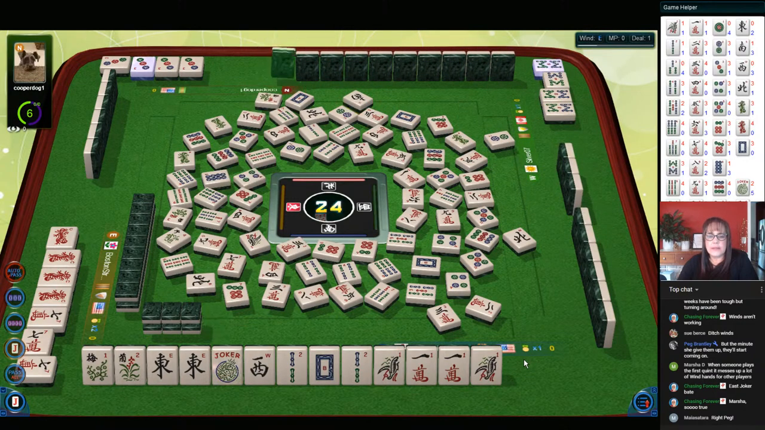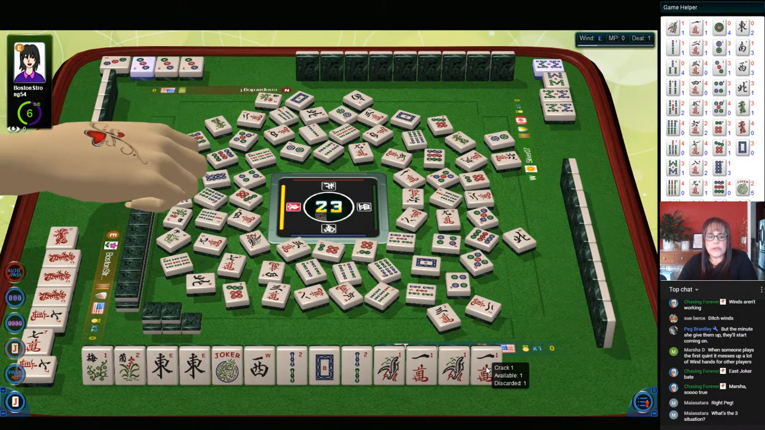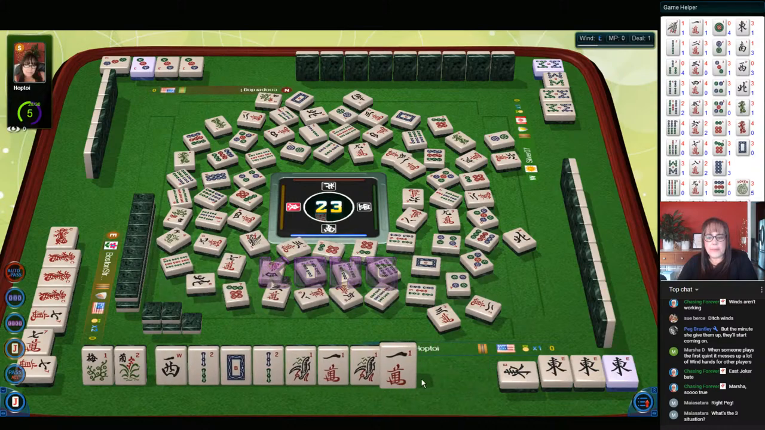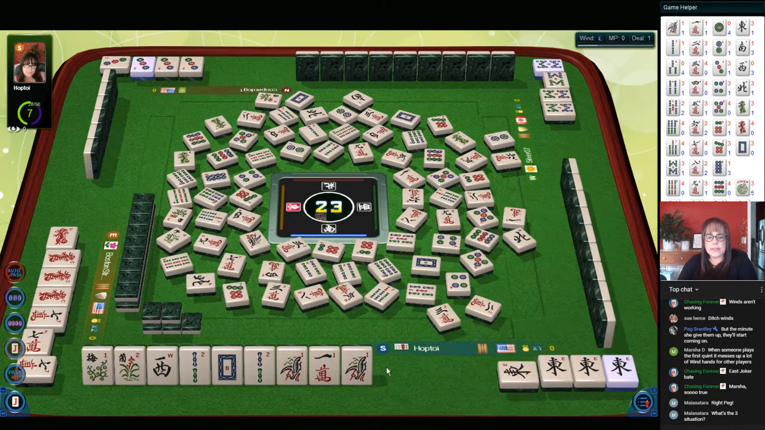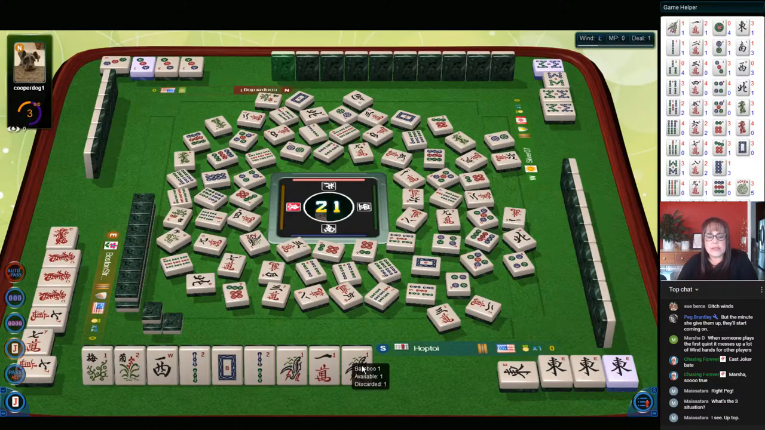South wind. Six characters. We need to discard this one. Maybe they'll use it with a joker. East wind. Okay, we'll Kong that. Kong. One character. Oh, I was hoping someone would take it over here, a joker. Oh, well, at least we know it's safe.